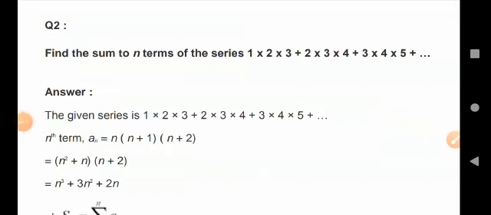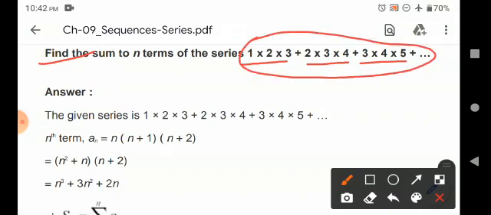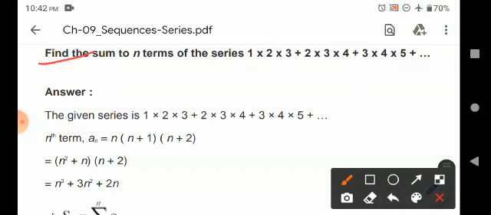Dear students, let me begin with one more example. Find the sum to n terms of the series 1 into 2 into 3 plus 2 into 3 into 4 plus 3 into 4 into 5 plus so on. My dear students, in this case also the nth term of this progression is not given for us. We should find the sum of all these n terms of the given series. Now let me begin with the solution of this problem.